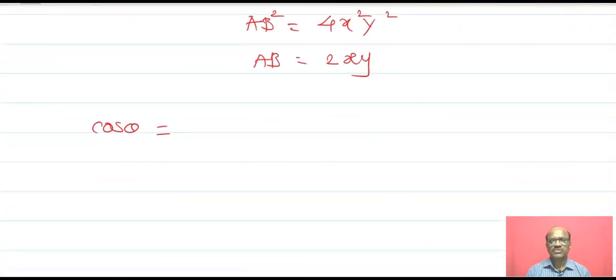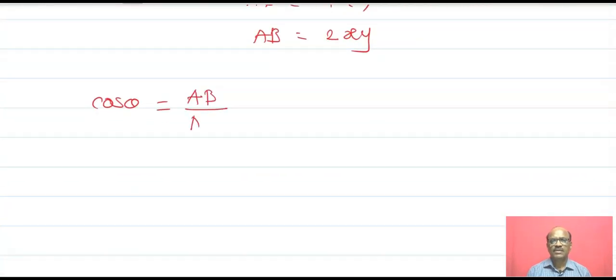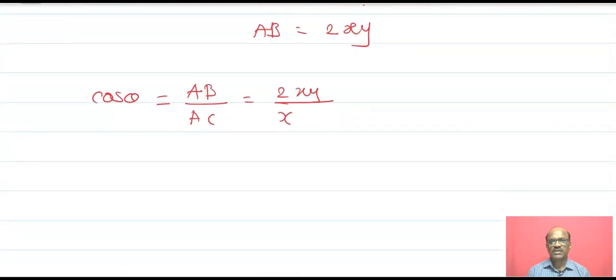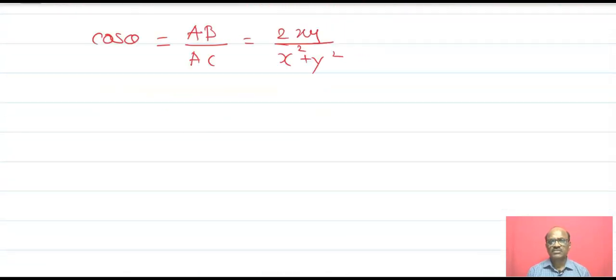Cos theta is equal to AB upon AC, that is 2xy upon x square plus y square. Tan theta is equal to x square minus y square upon 2xy.